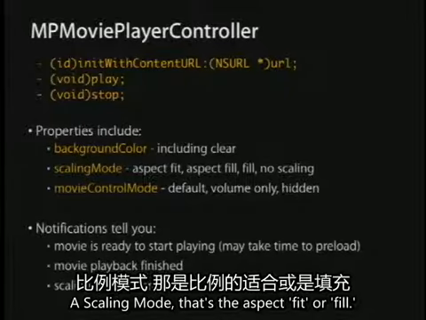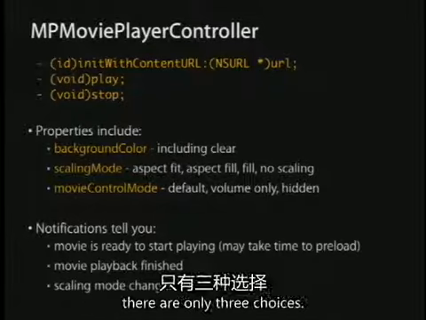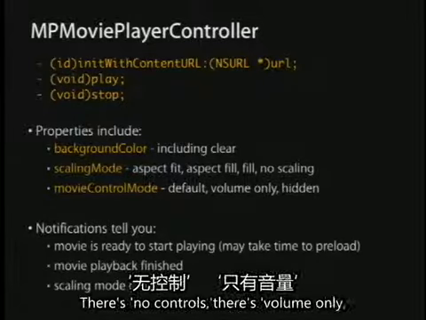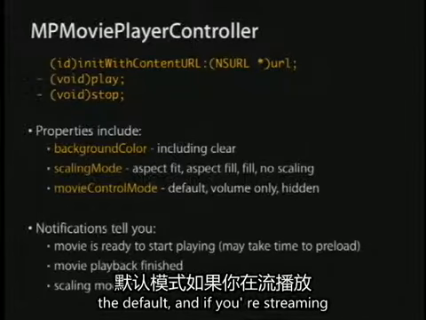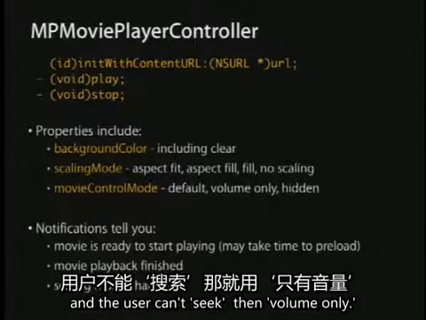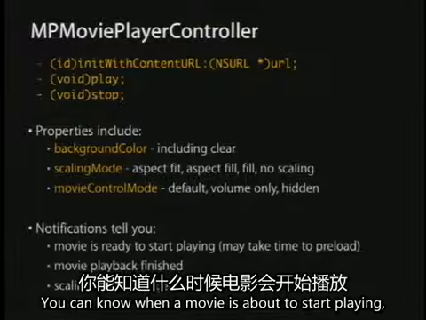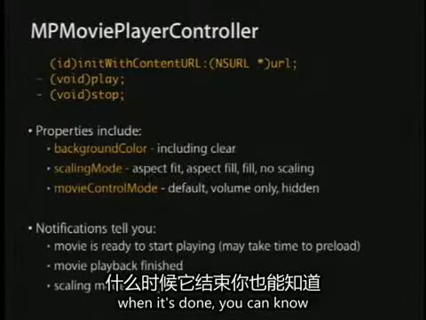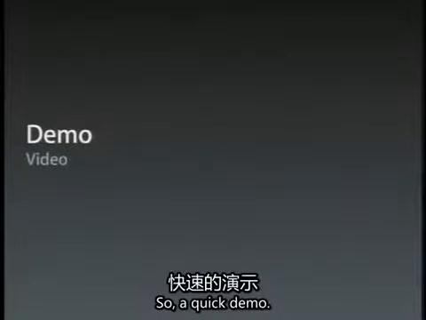And the movie control mode, which has only 3 choices: no controls, volume only, and volume and transport controls. If you want to allow people to seek, you would use the default. If you're streaming and the user can't seek, then volume only. And there are notifications that you can respond to. You can know when a movie is about to start playing, when it's done, and when the user changed the scaling as well. So, a quick demo.